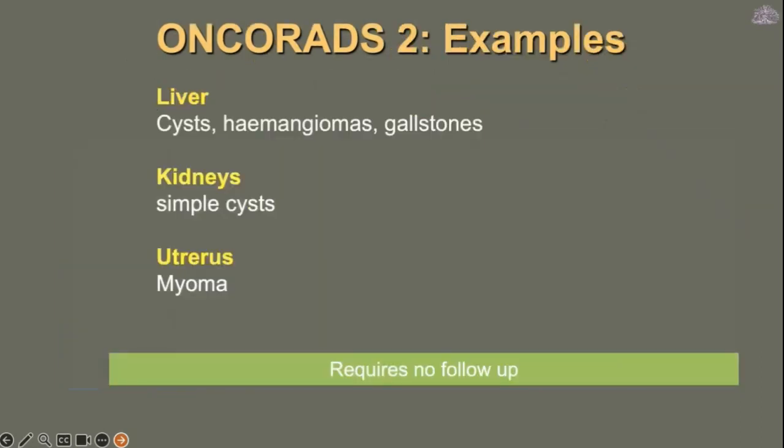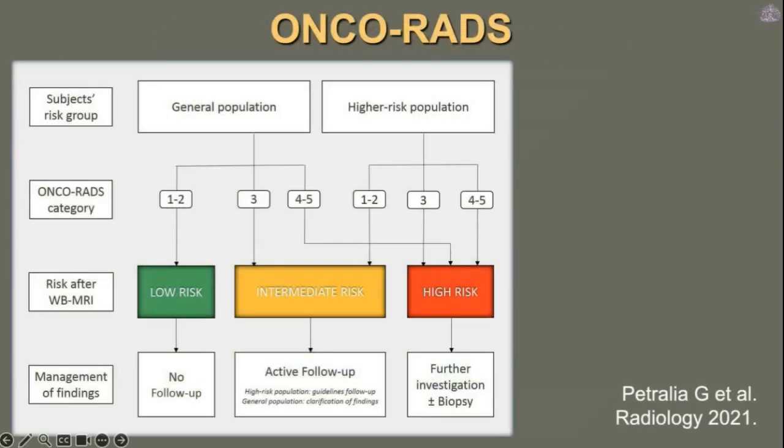So examples of OncoRAD 2 findings include cysts in the liver, hemangiomas, cysts in the kidneys, and uterine leiomyoma. And as I said, if we give a category 2 finding, no further follow-up is required. And that really, I think, helps clinicians to manage the potential deluge of incidental findings that can be unveiled by the whole body MRI examination.